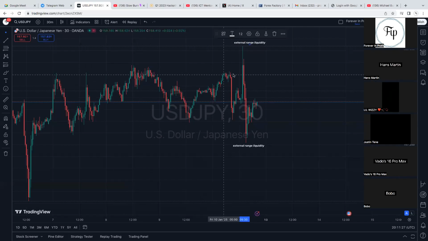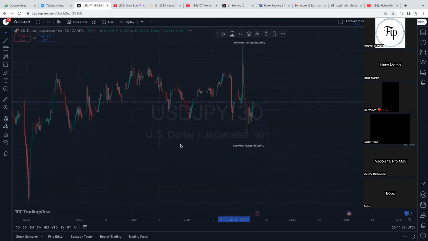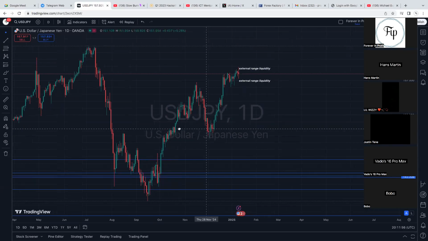After taking out this external range liquidity, the market sought out the other external range liquidity that was residing below this area. That's what mostly happens on Fridays, because we get trapped. In between this area you get trapped, because you don't know where the market is more willing to go next. There's a possibility for a bullish continuation, because on an overall higher time frame we see that the buy pressure has always been in control.